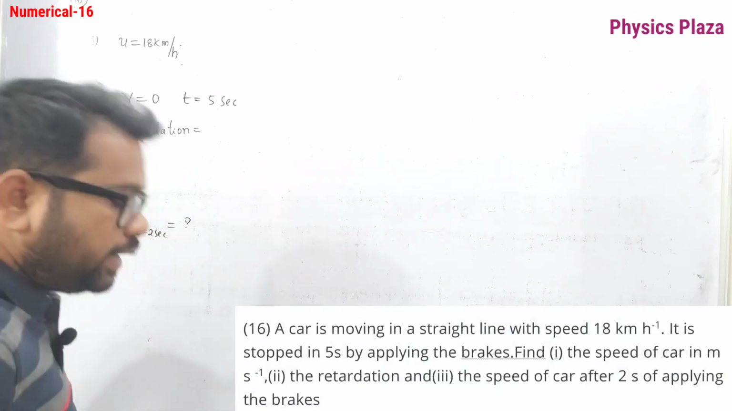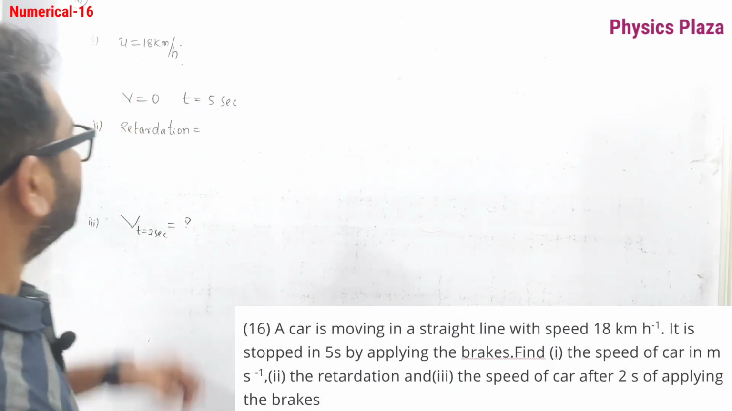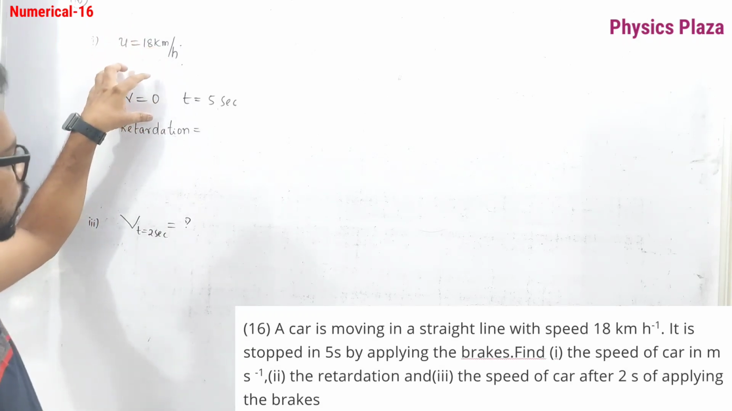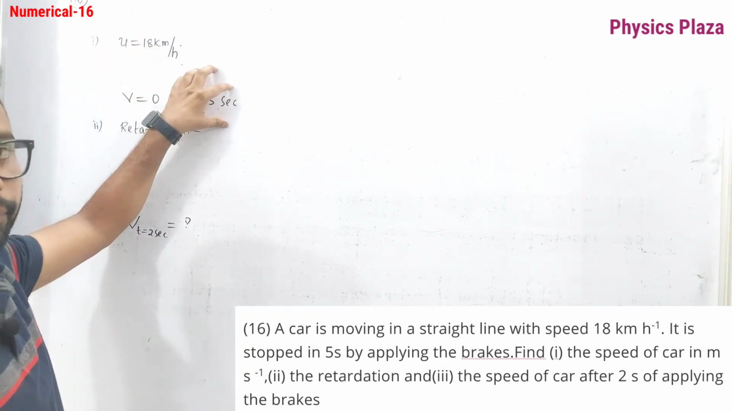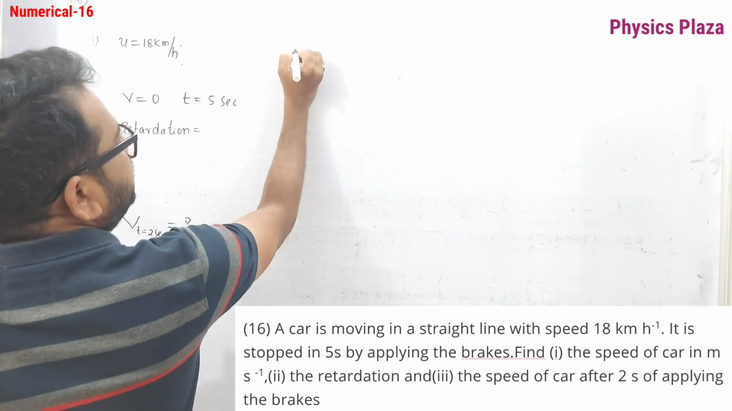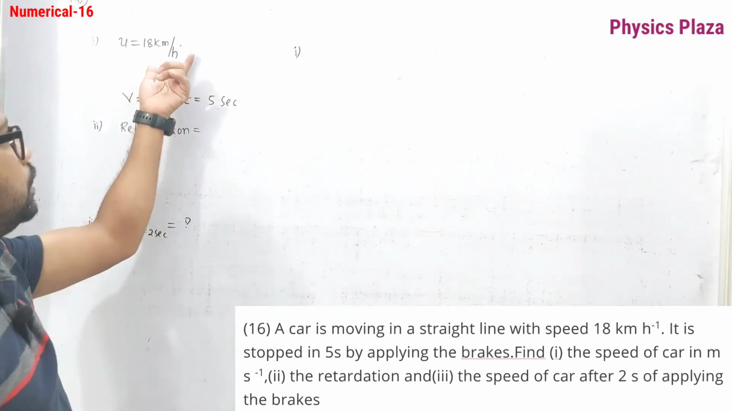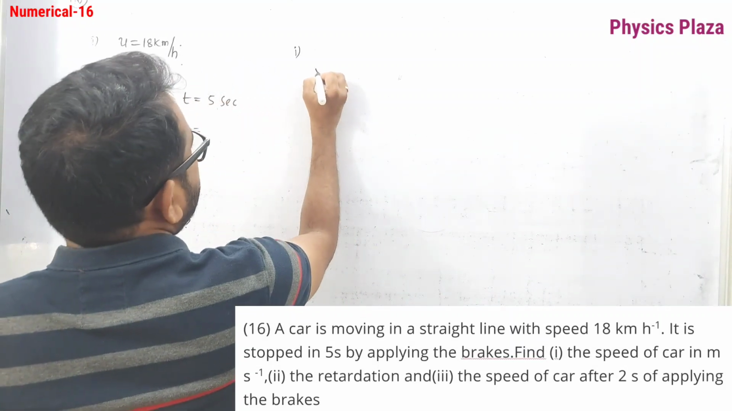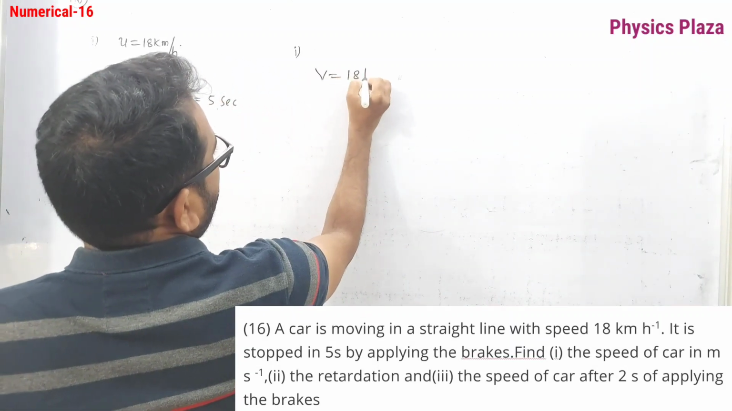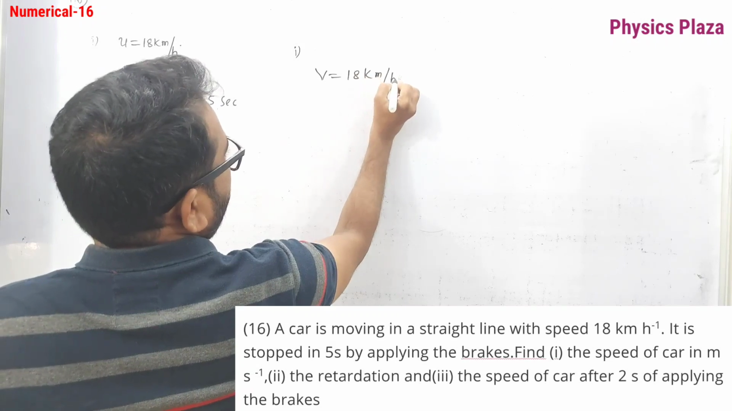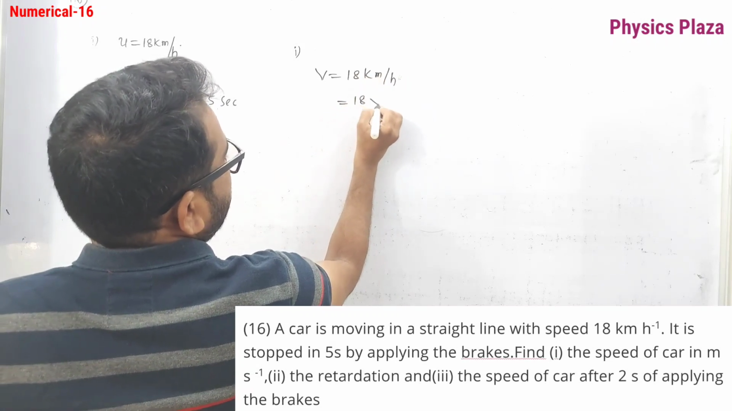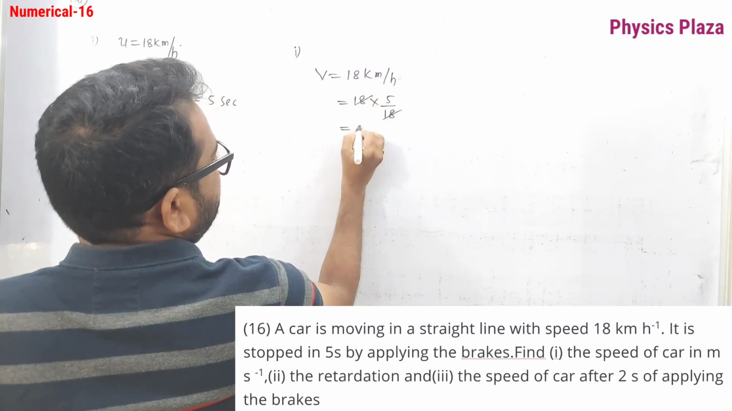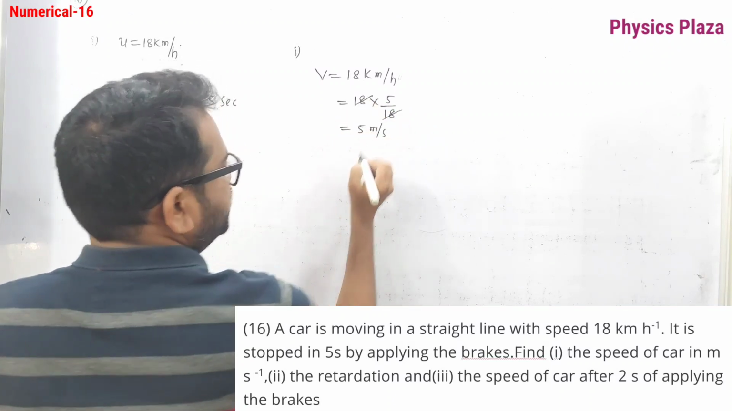In this question, it is given that a car is moving with 18 km per hour and finally it is brought to rest after 5 seconds. So the first question is that they are asking us to express the speed value in terms of meter per second. So it is given V is equal to 18 km per hour. Children, we know that 1 km per hour is equal to 5 by 18 meter per second. 18 gets cancelled. The answer is 5 meter per second.